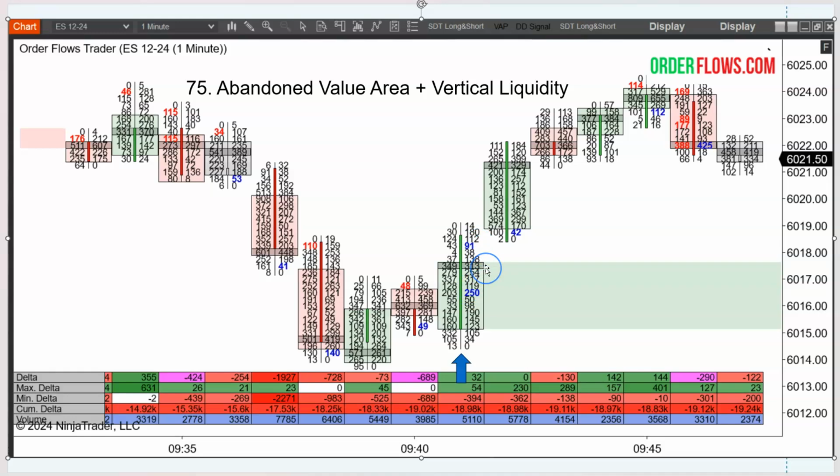So again, depending on the market, you're going to adjust your liquidity size. E-minis, a good starting point is 250 if you're on a 1 minute chart. But again, you've got to do your own research and figure out what works for you. Okay. Here's vertical liquidity on the way down, the 352, the 339, 601, 252, but it's not an abandoned value area.